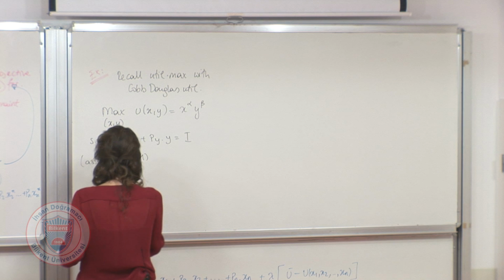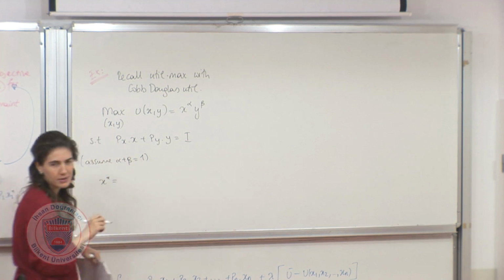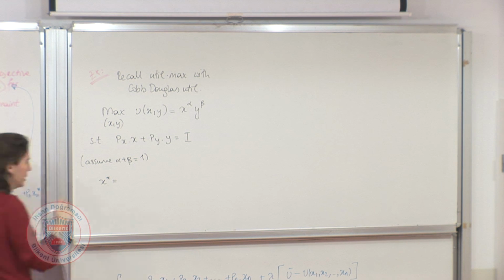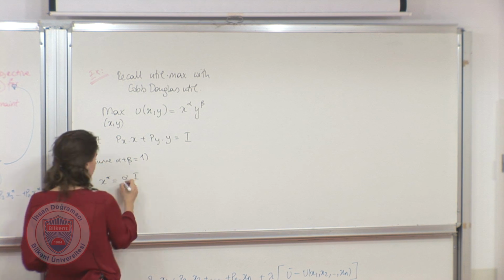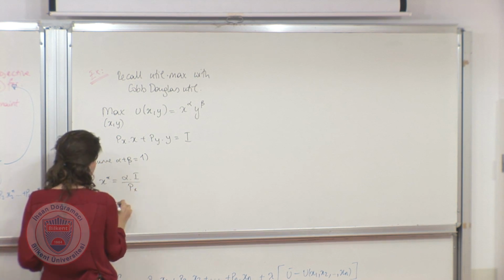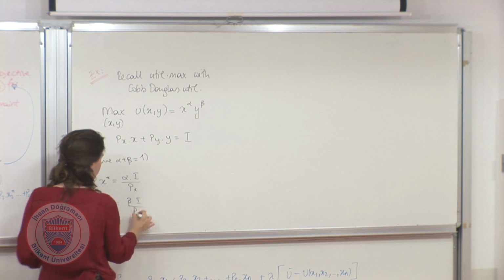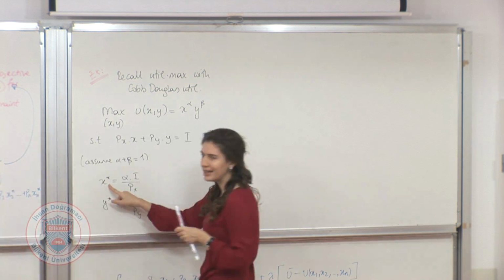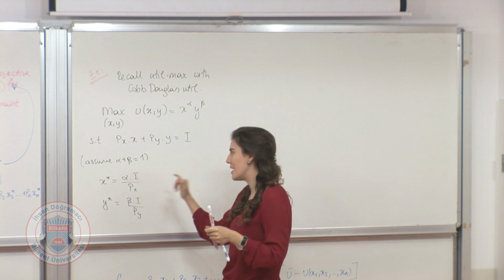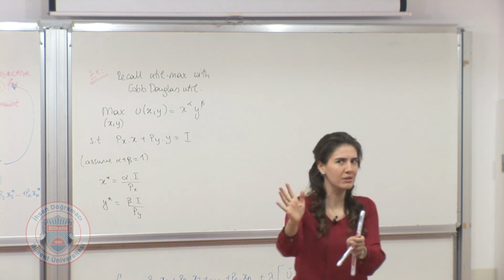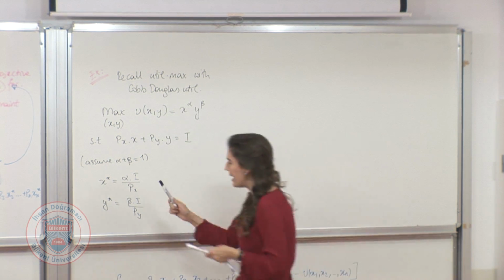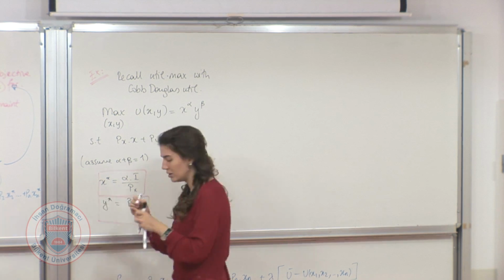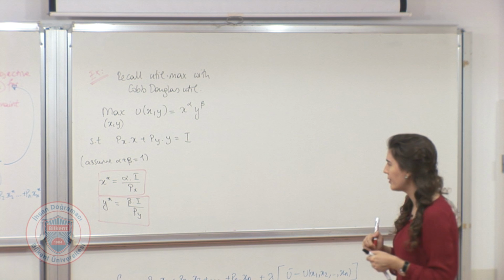Remember our x star was what? You don't have to memorize it, you can always solve it, but it was alpha times I divided by px. Y star was beta times I divided by py. So these were our demands. In general they are a function of px, py, and I, but for the Cobb-Douglas case, because it's special, x star is not a function of py. These are actually called the Marshallian demands, okay?